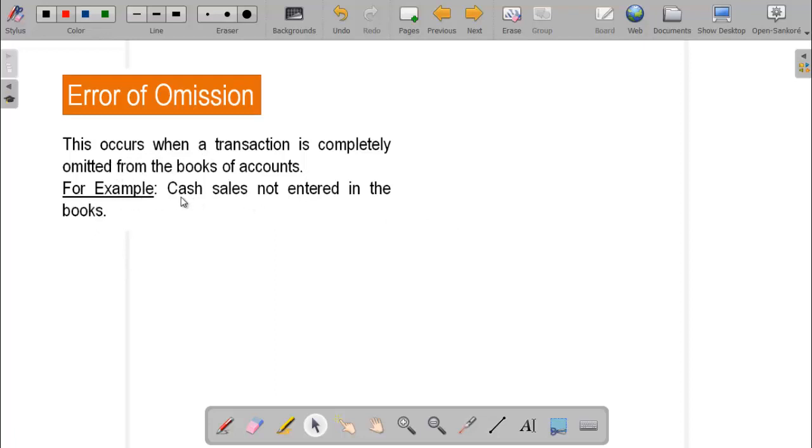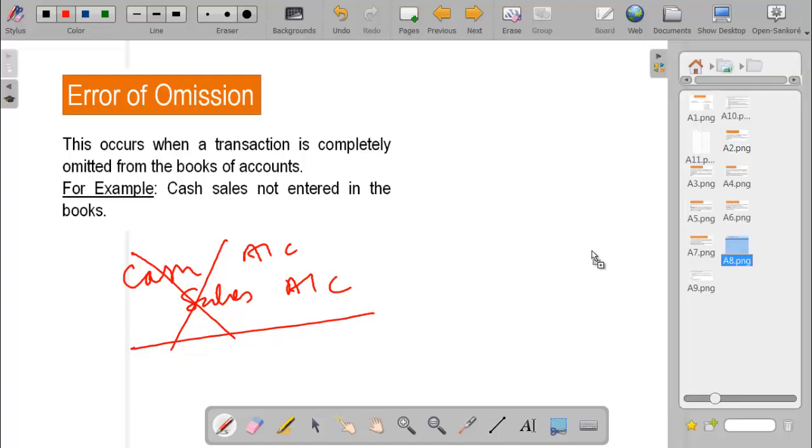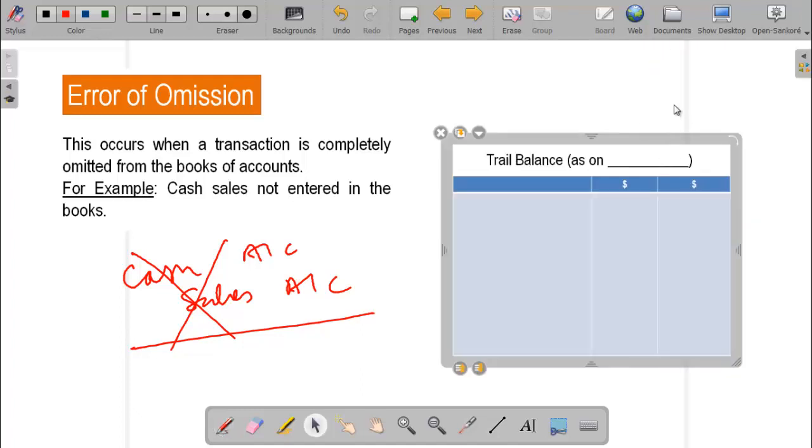Now see, one example is given. Cash sales not entered in the books. We made a cash sale, we sold goods on a cash basis. So the entry should be cash account debit and sales account credit. But we didn't record this entry, so in the trial balance there will be no debit and no credit item regarding this transaction.